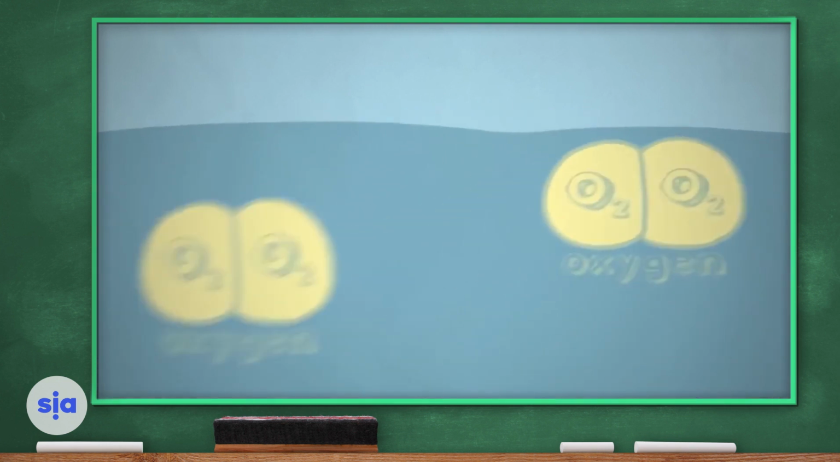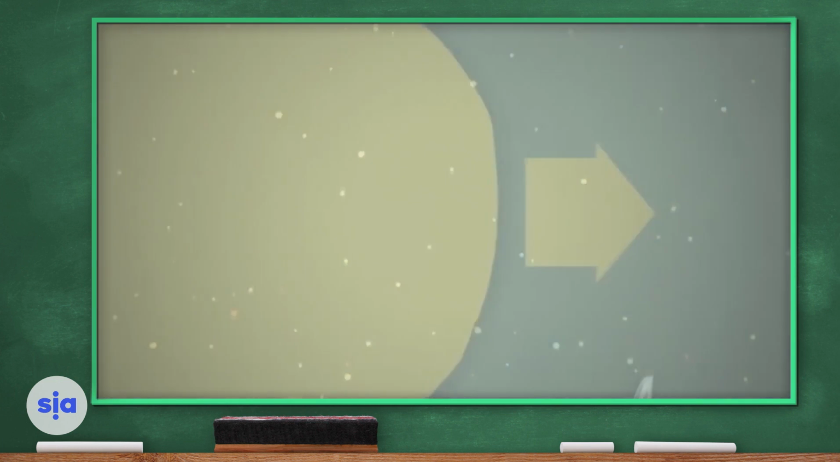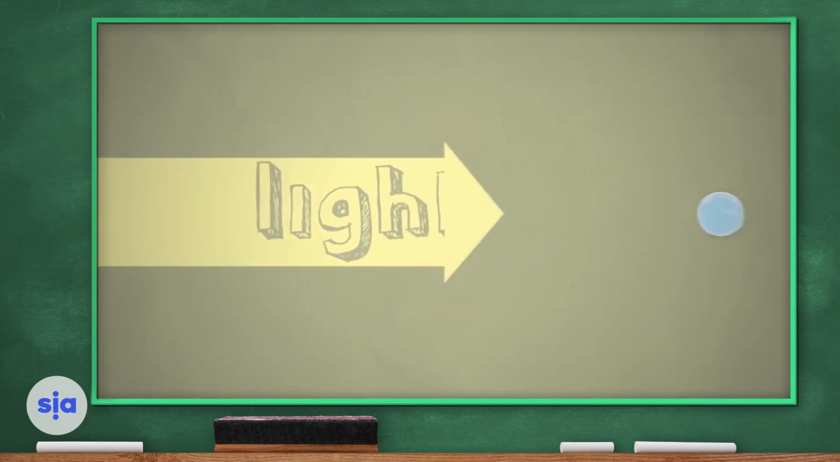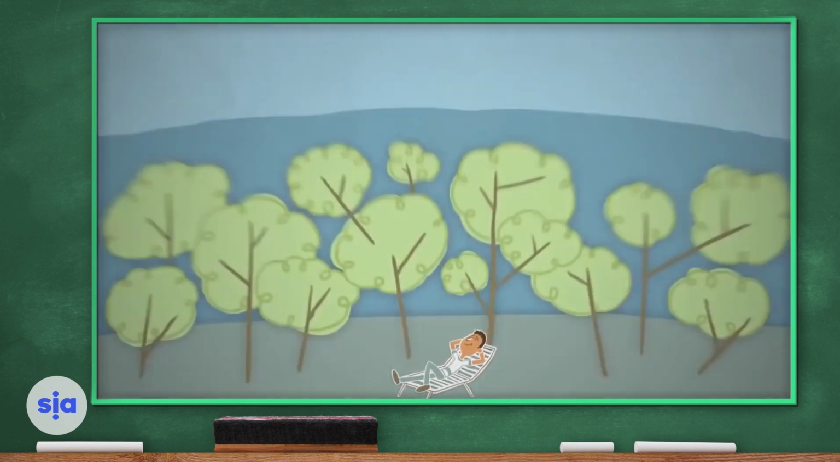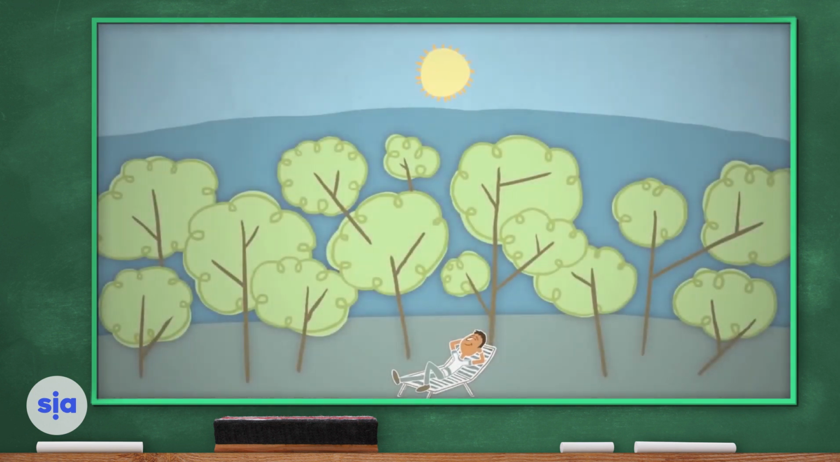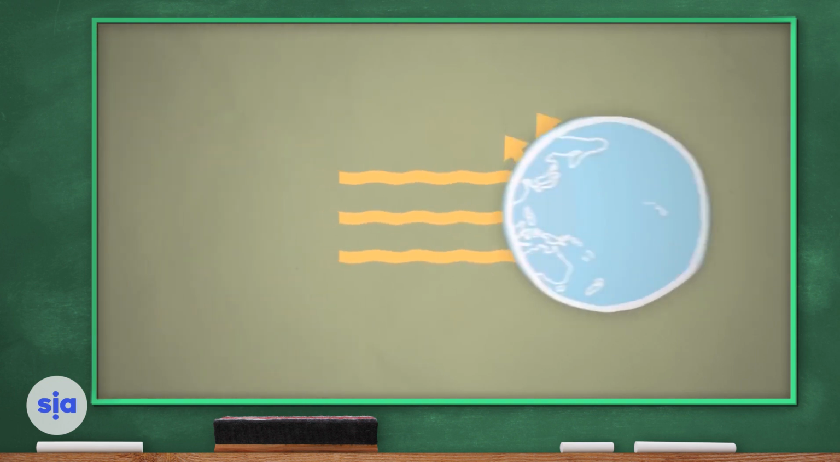It holds in the air we breathe and protects us from the cold of outer space. When energy in the form of light reaches us from the sun, it streams through the atmosphere, making plants grow and lighting up our days. In addition to light, the sun also delivers heat, which warms the planet.